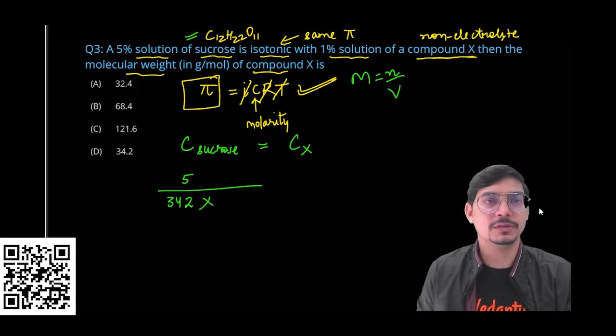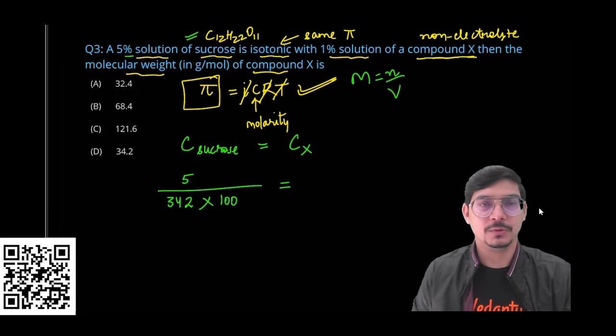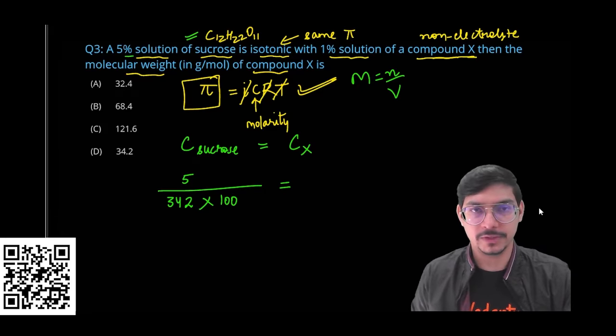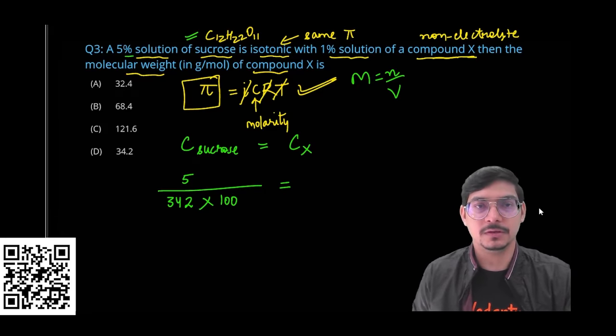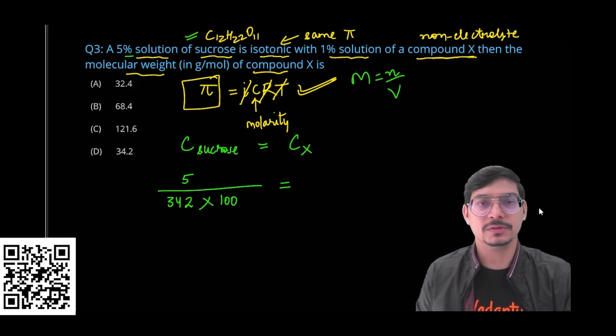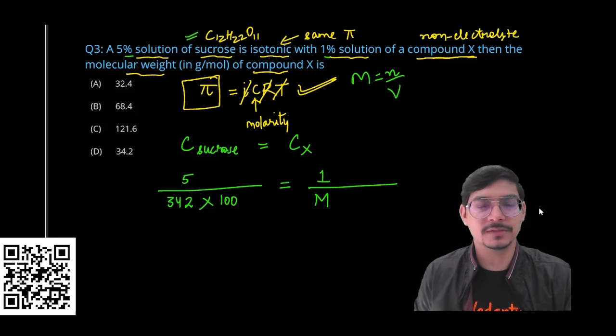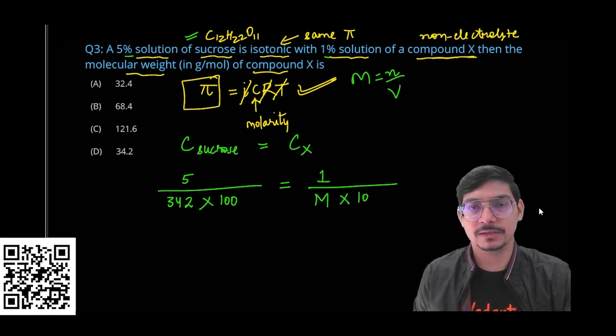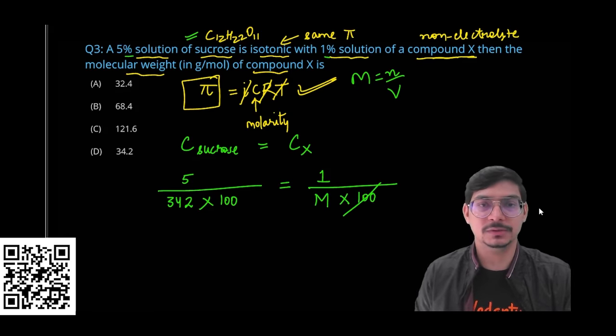And the volume of the solution, because it is percentage, we can assume is 100 ml. No need to convert into the appropriate units because these things will cancel out on the two sides of the equation. For example, in compound X, the solution is 1%, which means that we have 1 gram of compound, and let's say the molar mass of the compound is M. It is a 1% solution, so we can assume that the volume of the solution is 100 ml. So this will cancel.